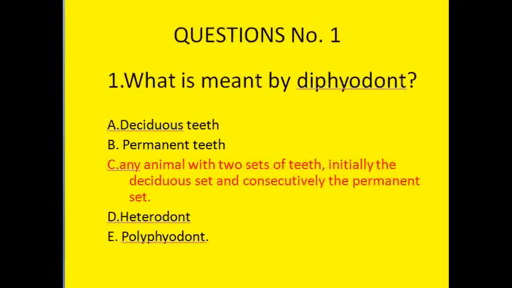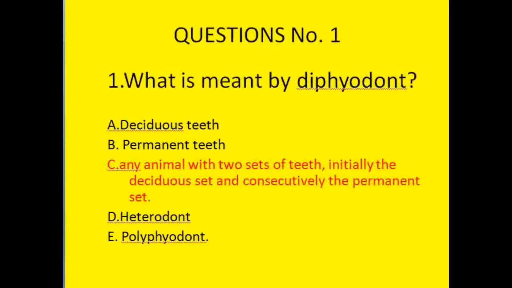In that, four options are given. The first one is deciduous teeth, the second one is permanent teeth, and the third one is any animal with two sets of teeth, initially the deciduous set and consecutively the permanent set. Then they have given heterodont and polyphyodont also.